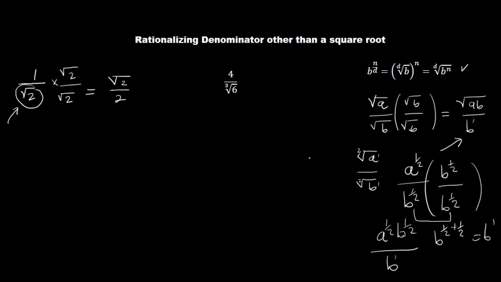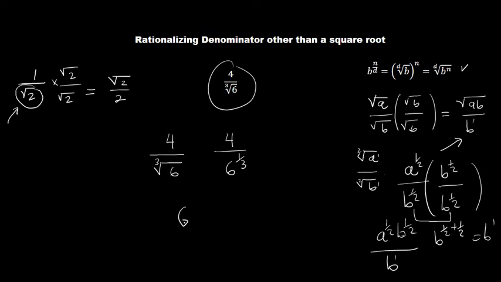So now we're going to transform to rational exponent form in order to use the method where we have to multiply the top and the bottom by the same denominator. Let's take this example. Now we have 4 over the cube root of 6. We're going to change that to its rational exponent form. That's going to give us 4 over 6 to the 1/3.